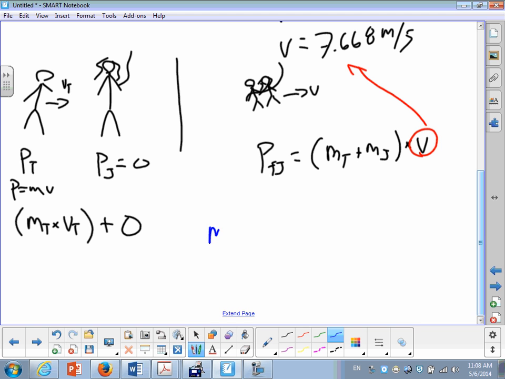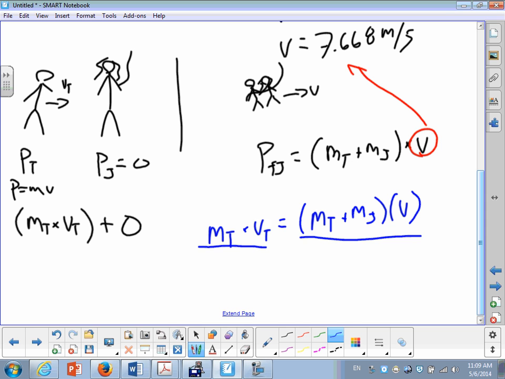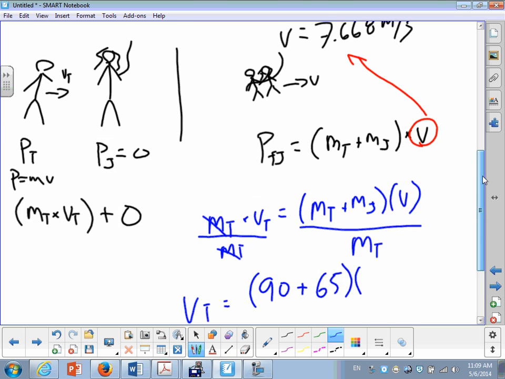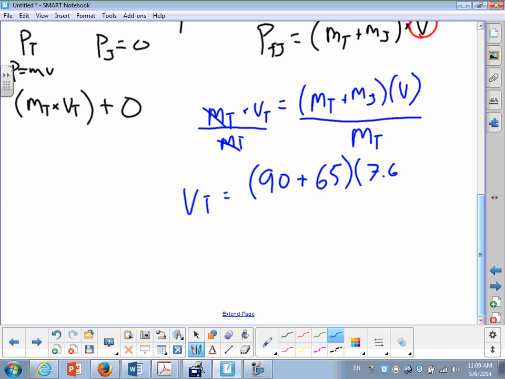My momentum before is Tarzan's mass times Tarzan's velocity, and that's going to equal the mass of Tarzan plus the mass of Jane times their velocity. Dividing both sides by the mass of Tarzan so that I can get my velocity by itself, that cancels with that, and that leaves me with the velocity of Tarzan equaling all of this stuff on the right. Just plugging in what we know, the mass of Tarzan is 90 kilograms, the mass of Jane was 65 kilograms, their velocity we found was 7.668, and that's all divided by Tarzan's mass of 90 kilograms.